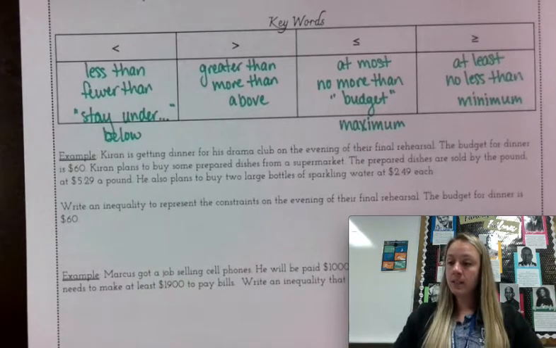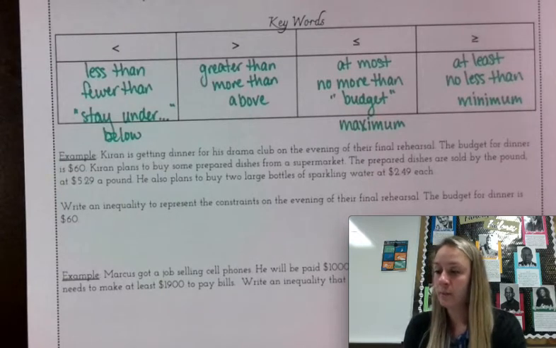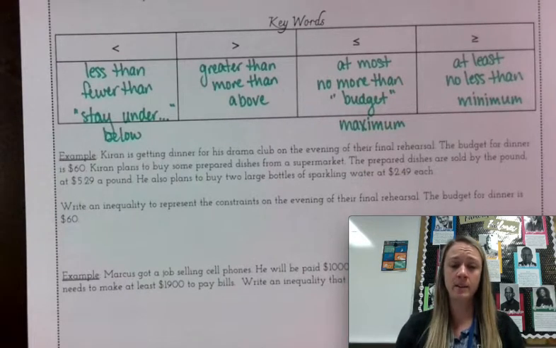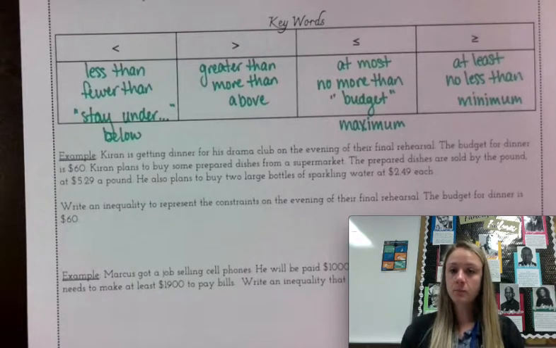So it says, Kieran is getting dinner for his drama club on the evening of their final rehearsal. The budget for dinner is $60, and Kieran plans to buy some prepared dishes from a supermarket. The prepared dishes are sold by the pound at $5.29 a pound. He also plans to buy 2 large bottles of sparkling water at $2.49 each. Write an inequality to represent the constraints on the evening of their final rehearsal. The budget for dinner is $60.